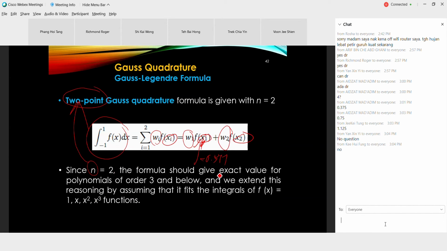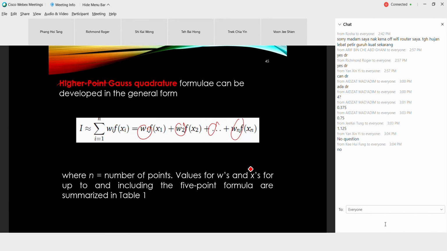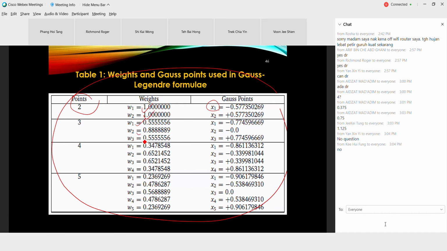So for Gauss quadrature, no value from your sub. You must directly apply the value from the table. So as x2, this one minus 0.577. So this is minus, this is a positive. Okay, if 3 point, multiply with the 1, 2, 3 weightage, and then your x value must follow. X1 is a minus 0.77, x2 is 0, x3 is a plus 0.77. So you follow lah for other points, 4 point and 5.